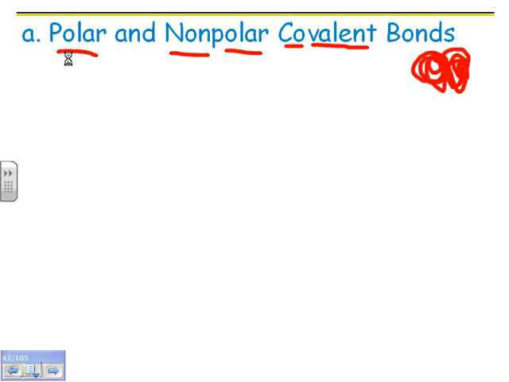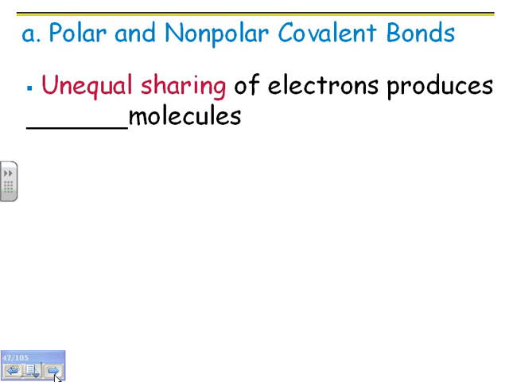We're going to spend most of our time today on the polar covalent. We're going to dive deep into this matter. This is important stuff, which is why I wanted David with me today. Unequal sharing of electrons produces what's called polar molecules.